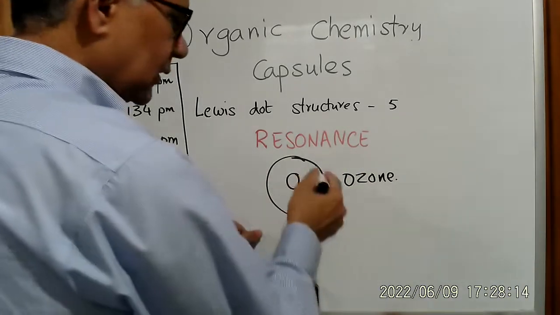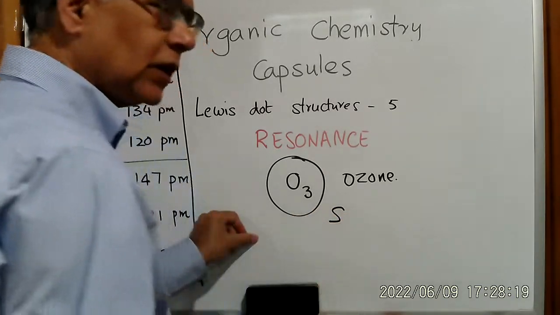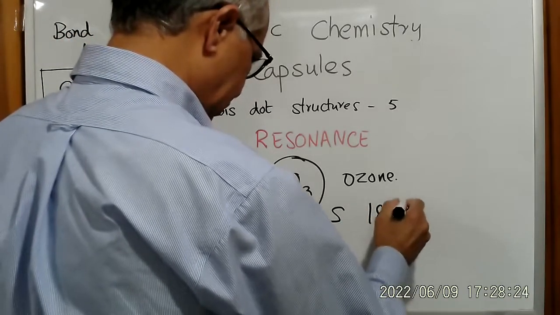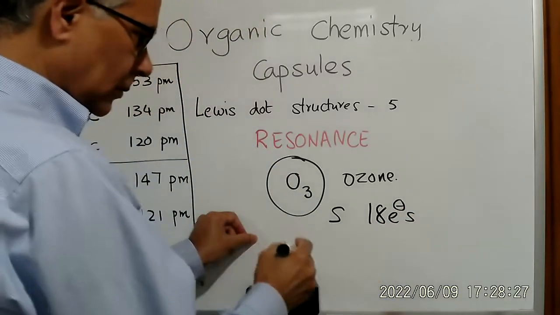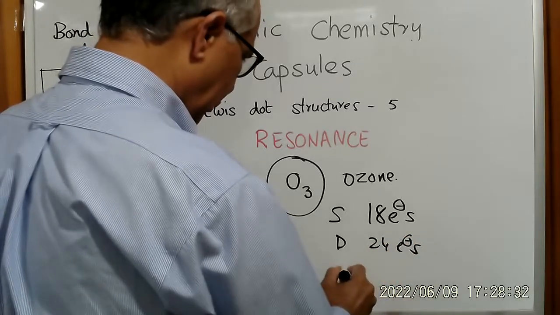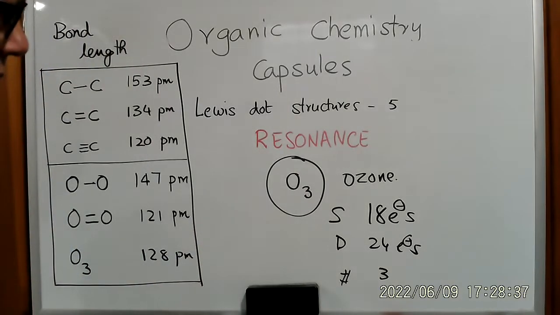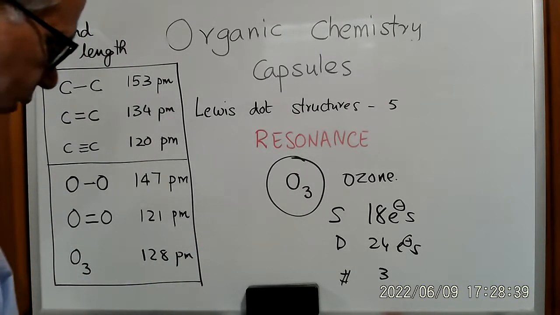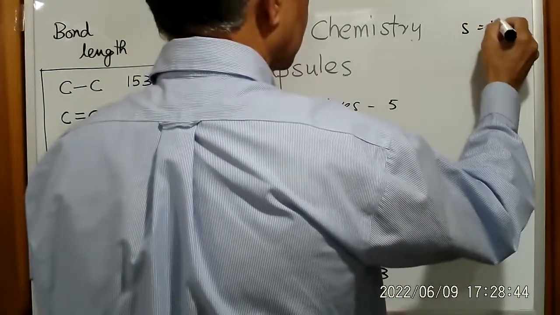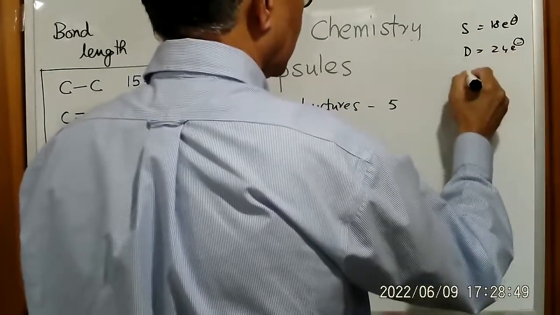So again, there are 3 oxygen atoms. So supply is 18 electrons. Each oxygen atom brings 6 electrons. So 18 electrons supply. Demand is 24 electrons. The number of bonds will be 3. Okay. So since we have this information, I'll just put that there. Supply is 18 electrons. Demand is 24 electrons. And number of bonds is 3.